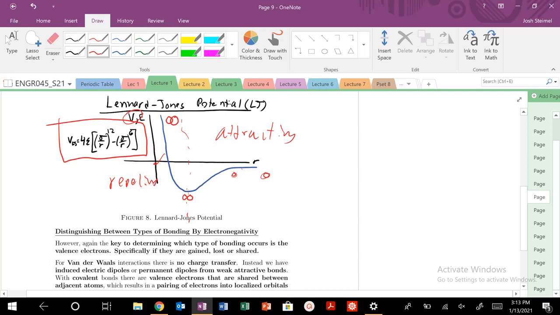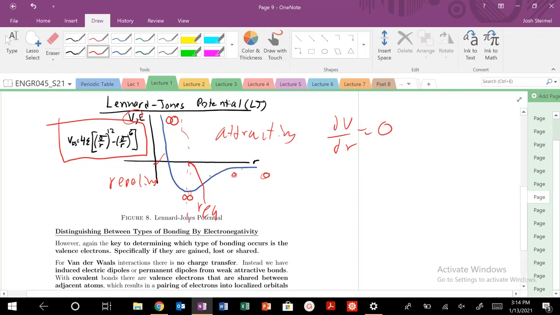We can tell that by taking the derivative of this function. If we take the derivative of our potential, dV/dr, and set it to 0, we can figure out this equilibrium distance, r_eq. Anything greater than r_eq, those atoms are going to attract. Less than r_eq, they're going to repel.